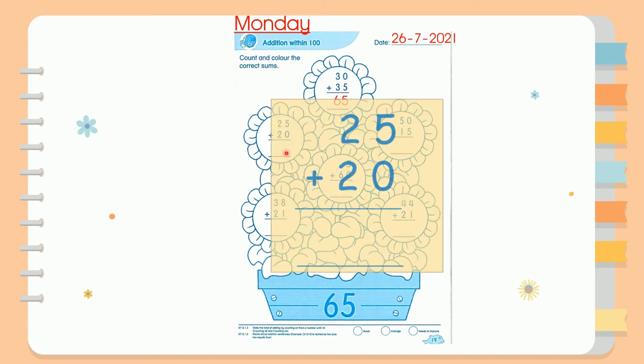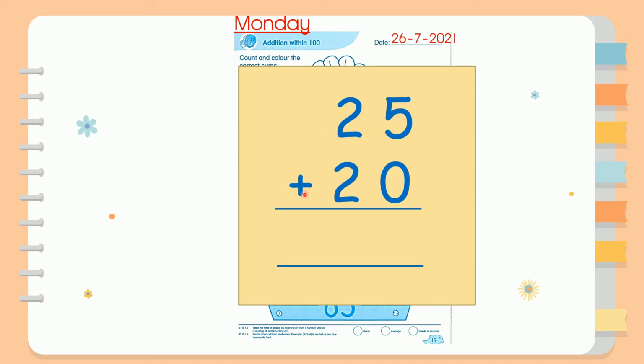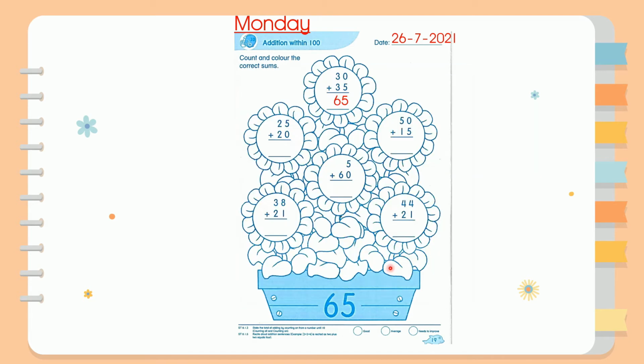Now we count another flower. That is 25 plus 20. Draw the line. Do part of the ones. 5 plus 0 equal 5. Write down 5. Part of the tens. 2 plus 2 equal 4. So the answer is 45. Please write down 45. So another 4 flowers you need to count by yourself.